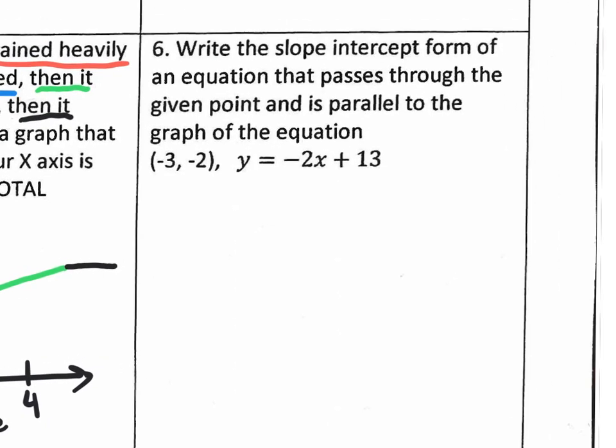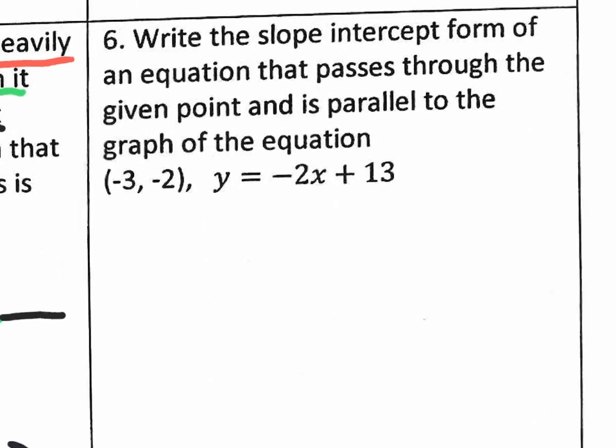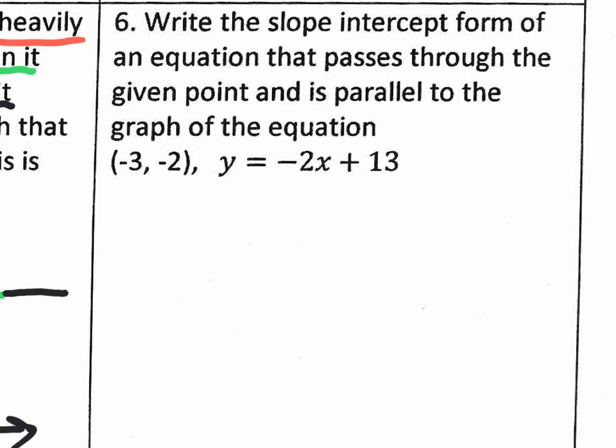Number 6. Write the slope-intercept form of the equation that passes through the given point and is parallel to the graph of the equation. So they want a slope-intercept form. What is that slope-intercept form? y = mx + b.